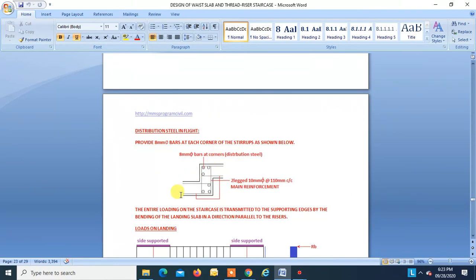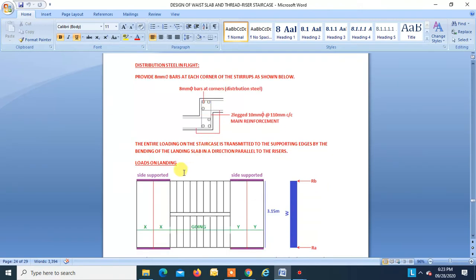Now our main steel was found to be 10 dia at 110. Okay, so this is our main steel. So stirrups I have shown over here, two legged 10 dia at 110 center to center, main reinforcement. Distribution will be just 8 bar at each corner in case of flight. Okay. Now coming to the design of landing.